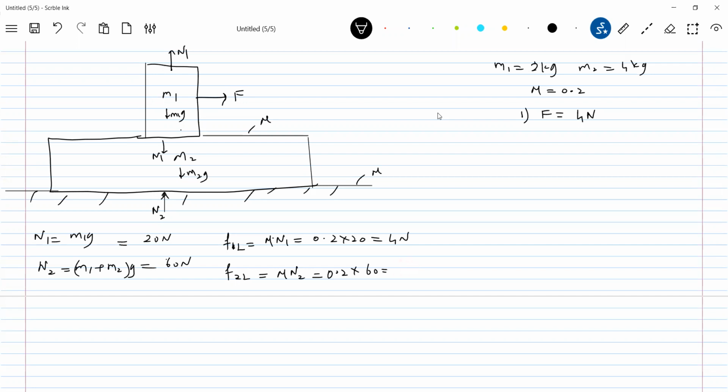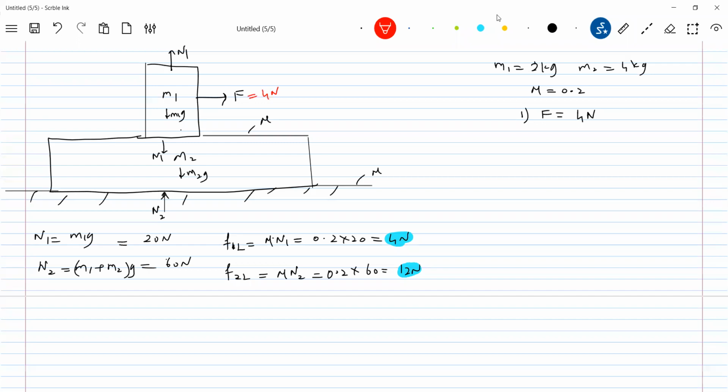The 12 Newton. Yeah, fine. Thank you. Okay, now these are the limiting frictions. What we have is that one. So I think I already told you we must have the idea of limiting friction. Now I applied a force equal to 4 Newton.